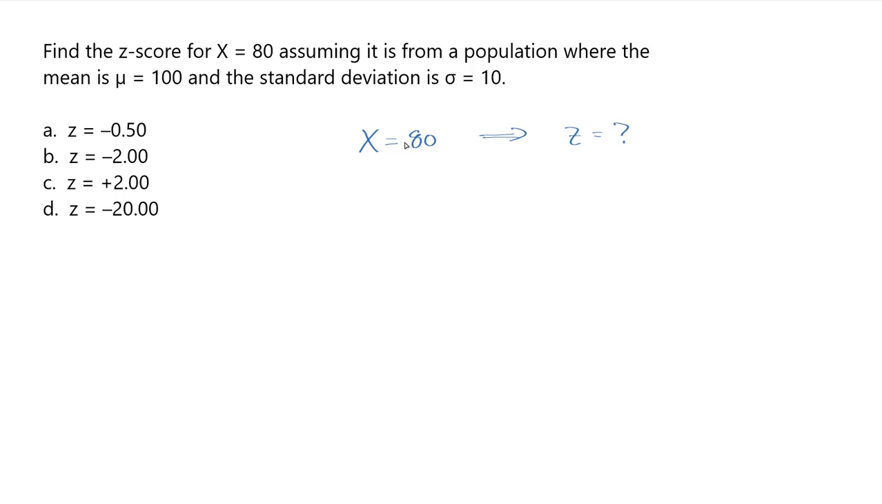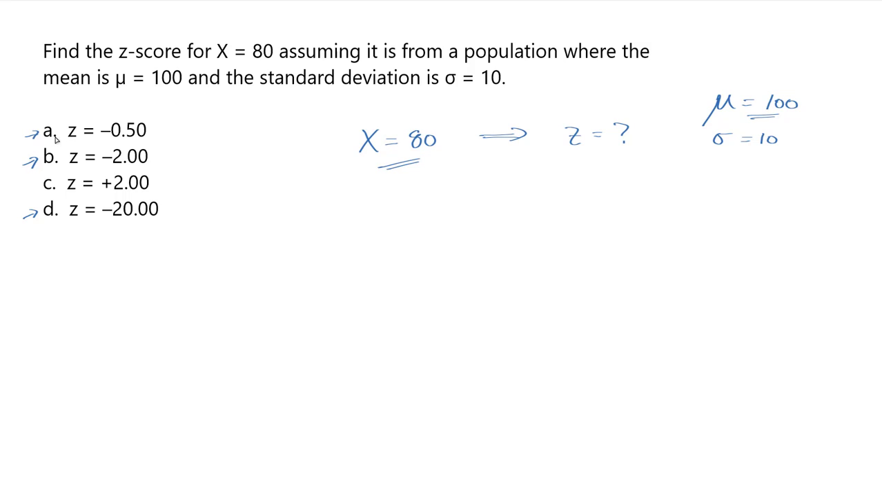All right, so I have my score of 80, and I've got a distribution or a population where the mean is 100 and the standard deviation is 10. Now, once again, I'm going to remind you that z-scores measure how far you are from the mean in terms of how many standard deviations you are from the mean. Now, a negative z-score, like we see here in A or B or D, they're all negative. That tells me that my score is below the mean.